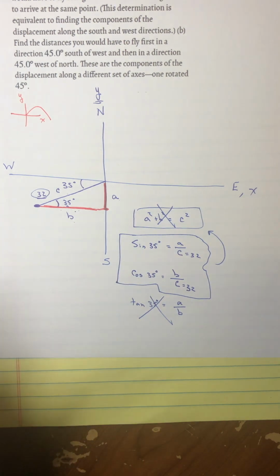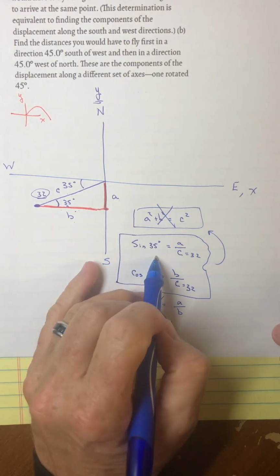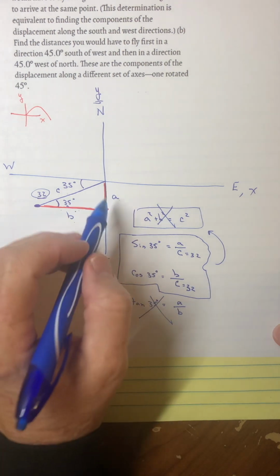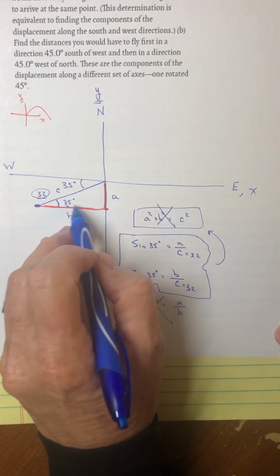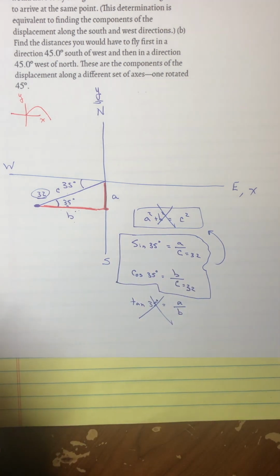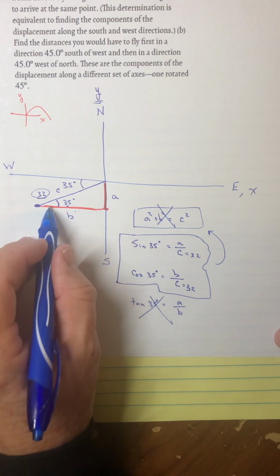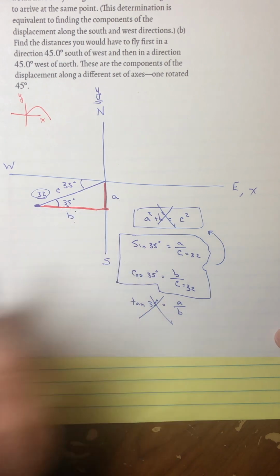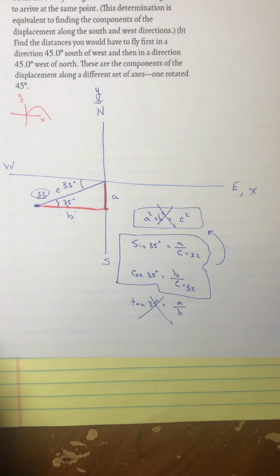And let me take this as an opportunity to say, keep in mind that if you ever want to find a distance that is opposite of the angle, so opposite of 35, use the sine. And if you ever want to find a distance that is adjacent to the 35, use the cosine. Okay, so now back to my page here where I made this little chart.